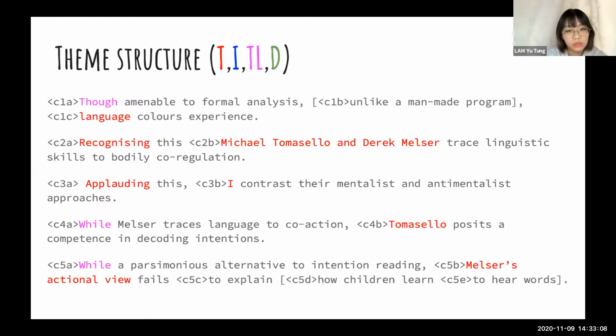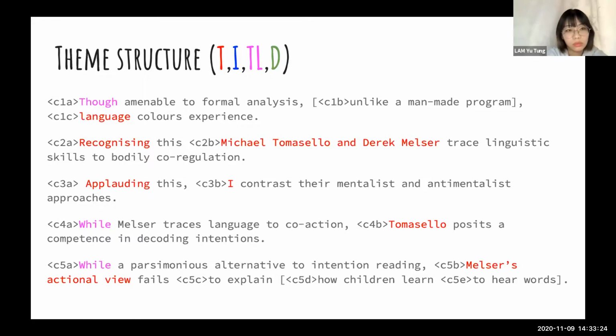I'm going to color the topical theme in red, the interpersonal theme in blue, and the textual theme in pink. For the displaced theme, I'm going to color it in green. On this slide, we have topical theme and textual theme.